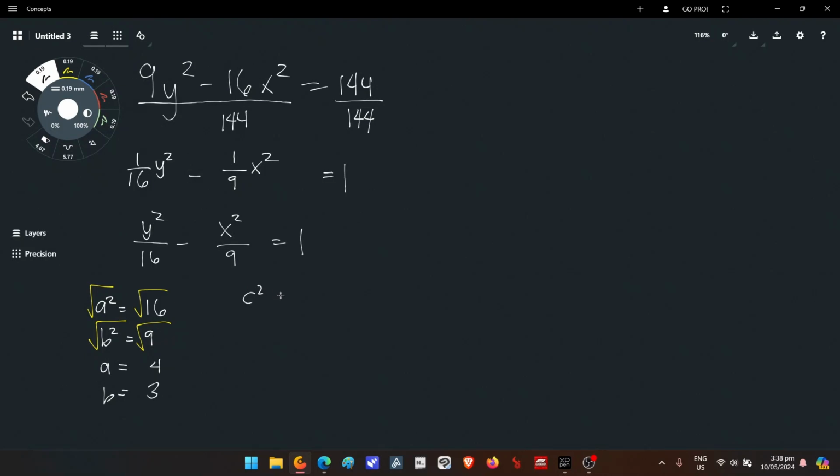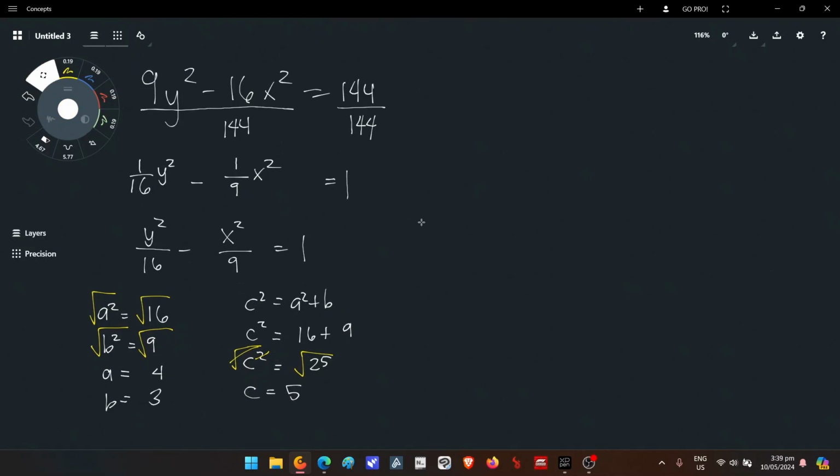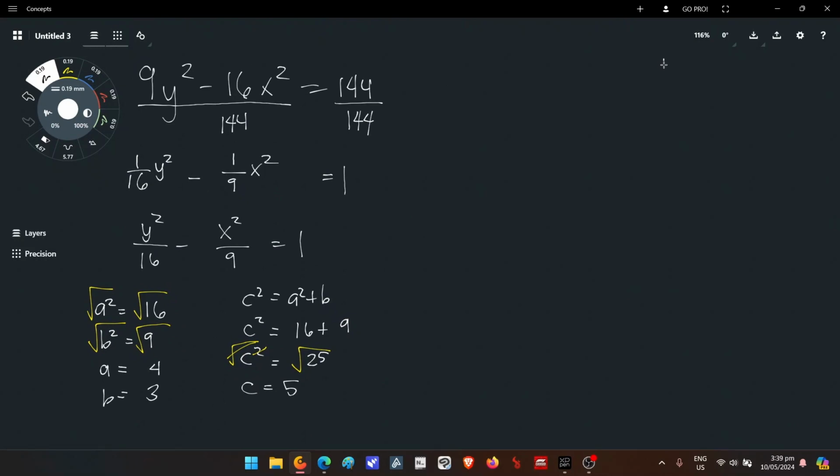And to find c is simply the Pythagorean theorem, a squared plus b squared equals c squared. So a squared is 16 plus b squared is 9, so c squared is equal to 25. And if we square root both sides, c is equal to 5. So let us graph now.